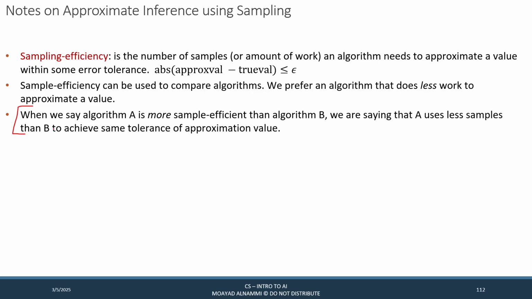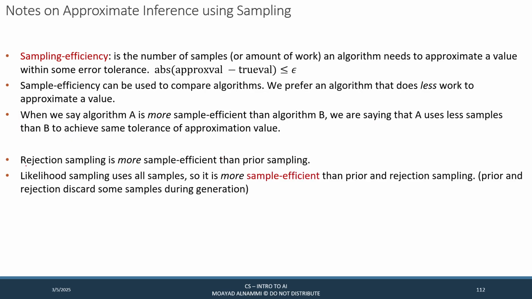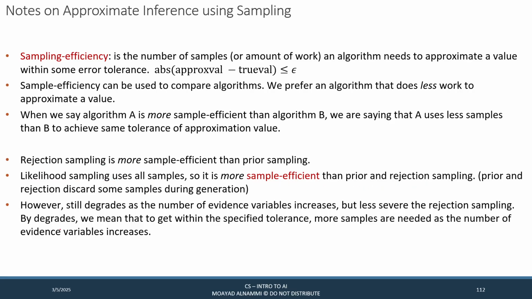And so when we say algorithm A is more sample efficient than algorithm B, we are saying that A uses fewer samples than B to achieve the same tolerance. So rejection sampling is more sample efficient than prior sampling. Likelihood weighing uses all the samples, and so it is more sample efficient than both prior sampling and rejection sampling. However, likelihood weighing still degrades as the number of evidence variables increases, though this is less severe than with rejection sampling. By degrades, we mean that to get within the specified tolerance, more samples are needed as the number of evidence variables increases. So it is not the most sample efficient algorithm we know.